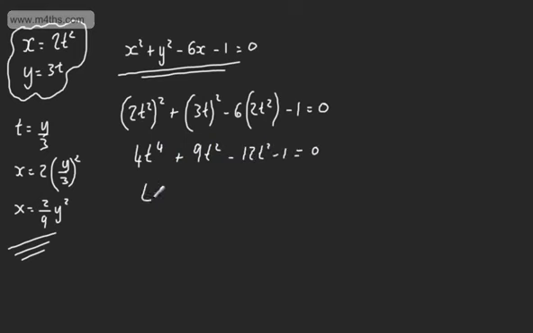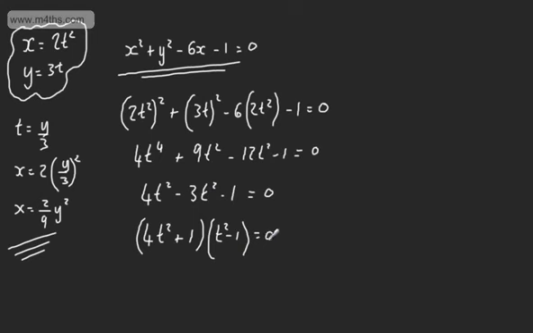So what do we end up with? 4t to the 4th minus 3t squared minus 1 is equal to 0. That's going to factor. Let's do 4t squared plus 1, and then we'll have t squared minus 1 is equal to 0. So all I'm doing is factoring the quartic equation. Okay, so let's just check I've factored that. 4 times by minus 1, that looks pretty good.